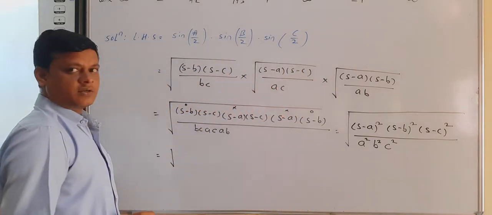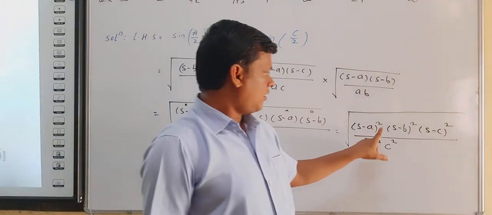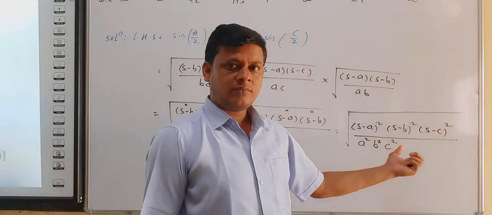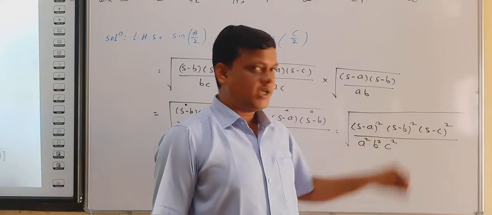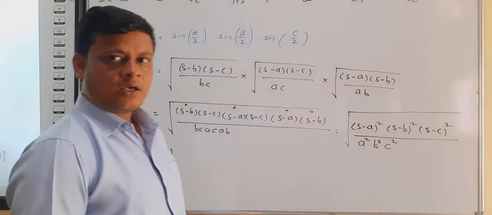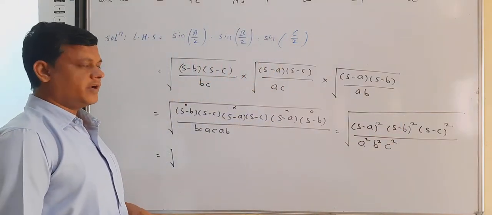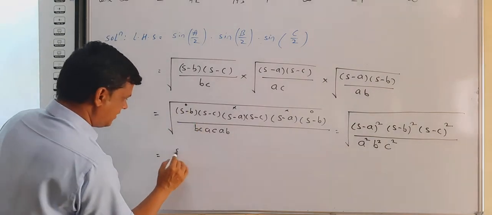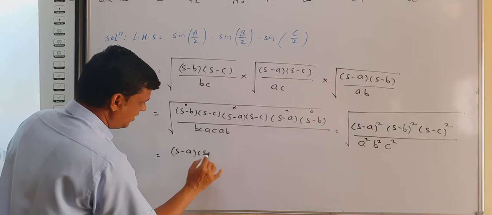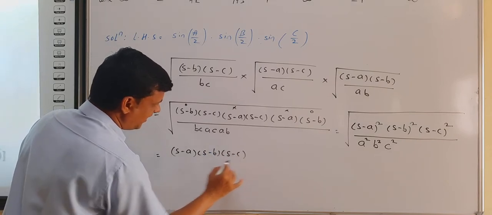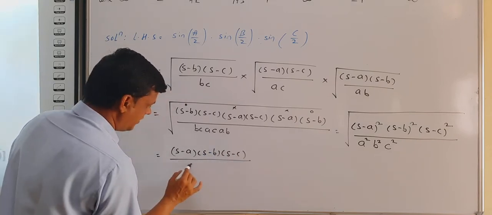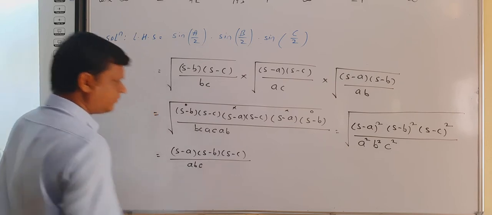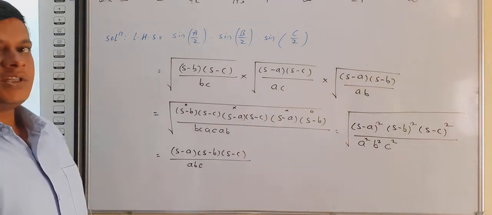If you observe, all terms are in square form and all terms are in root, so taking the square root of each term, square and square root get cancelled. So we write here (s minus a)(s minus b)(s minus c) upon abc. Now we have to observe the RHS.